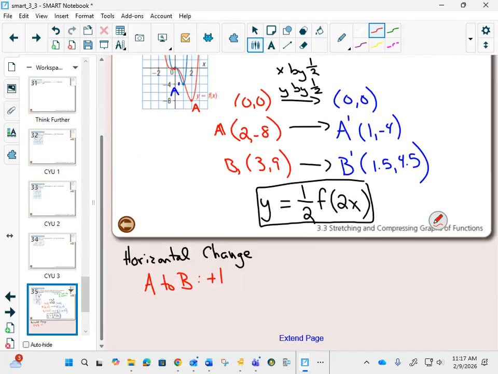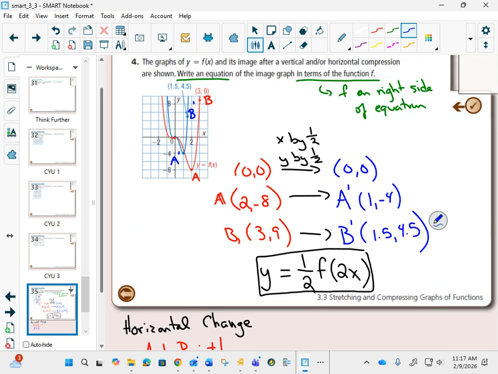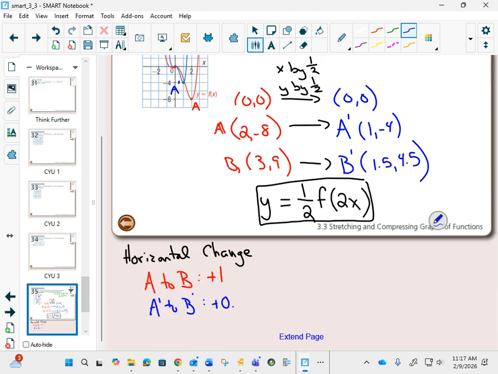A prime to B prime, what is your horizontal change or your horizontal distance between A prime and B prime? You went from 1 to 1.5. It is now plus 0.5. To go from 1 to 0.5, you'd have to multiply by a half. This is shorter, I think, than what we did the first part, but this is just analyzing the horizontal change.